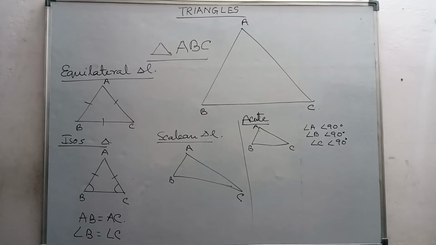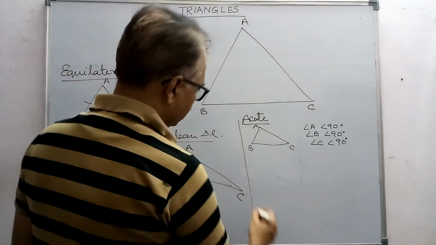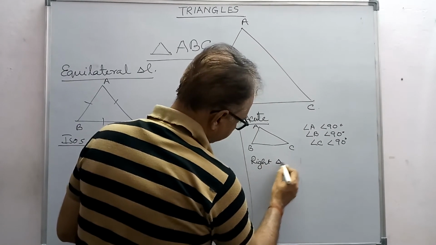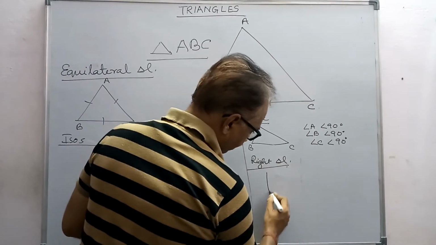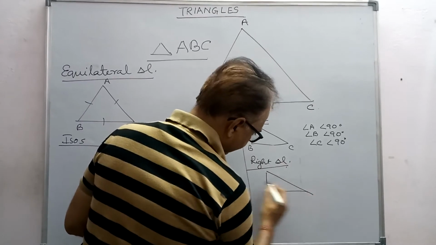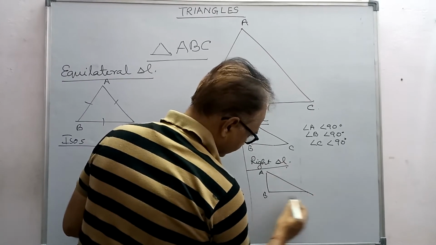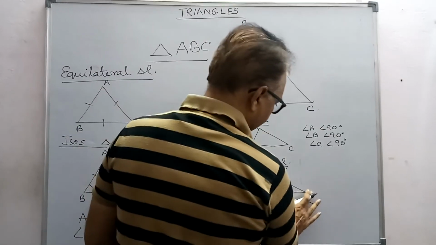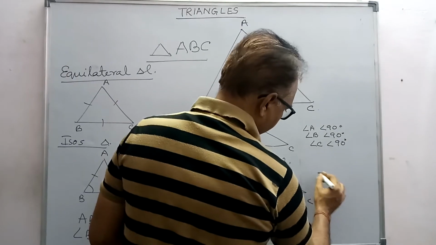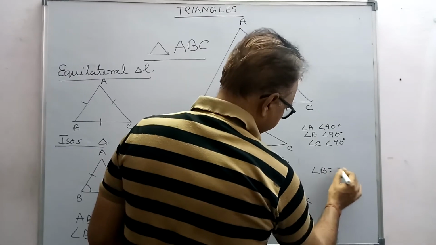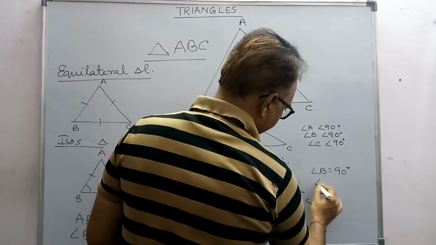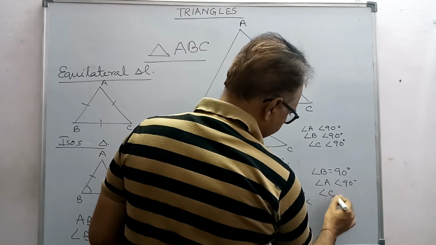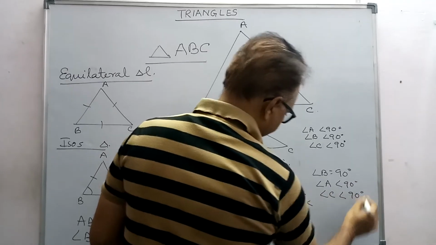Then we have the right triangle. In a right triangle, you see one angle is 90 degrees. A is this, B is this, C is this, so one angle is 90 degrees. That is, angle B is equal to 90 degrees. So one angle is 90 and the rest are less than 90. So angle B is equal to 90, and angle A is less than 90 and angle C is less than 90 degrees.